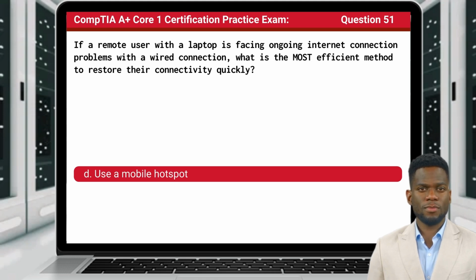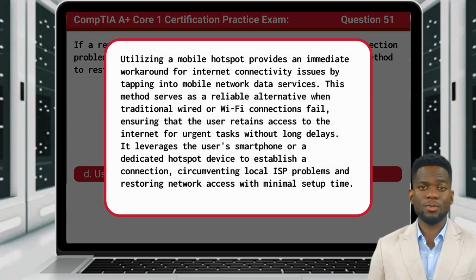The answer is D. Use a mobile hotspot. Utilizing a mobile hotspot provides an immediate workaround for internet connectivity issues by tapping into mobile network data services. This method serves as a reliable alternative when traditional wired or Wi-Fi connections fail, ensuring that the user retains access to the internet for urgent tasks without long delays. It leverages the user's smartphone or a dedicated hotspot device to establish a connection, circumventing local ISP problems and restoring network access with minimal setup time.